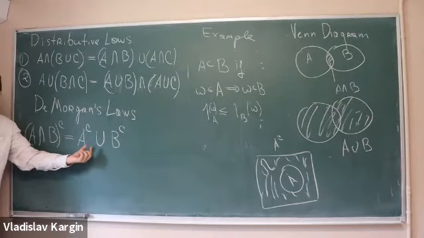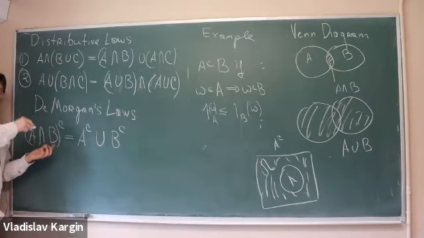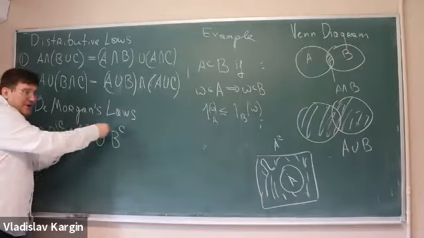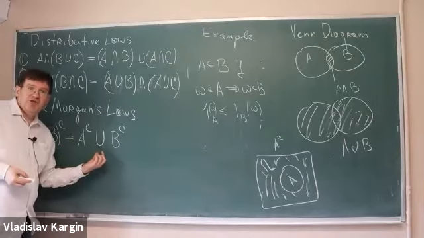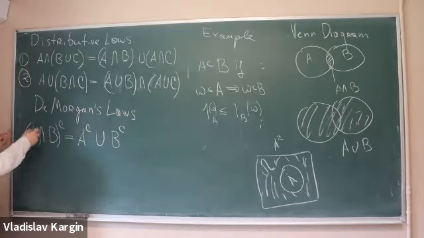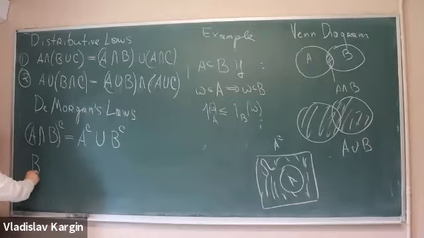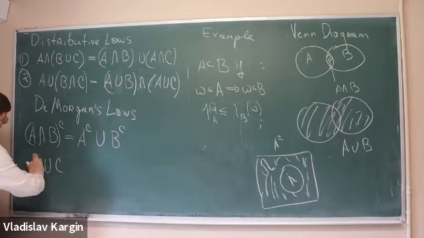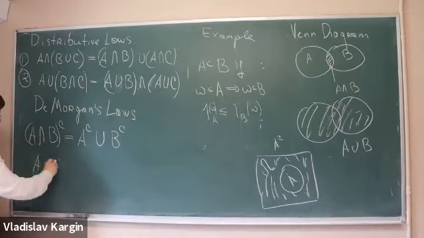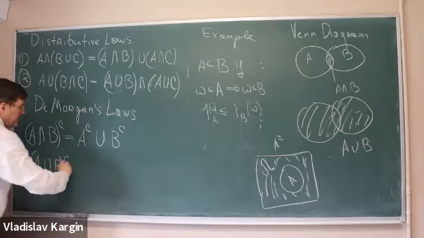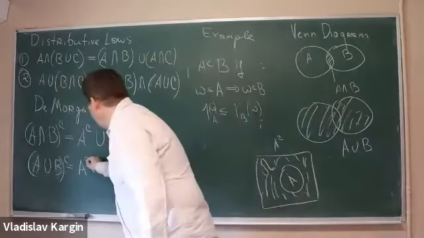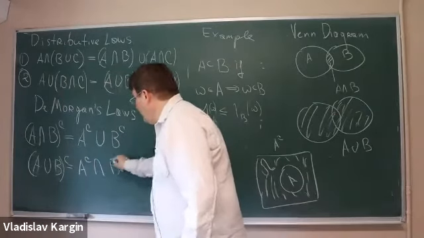If you take some operation and then the complement of the result of this operation, the result will be the complements of the sets, and you change the operation. And there is another symmetric law: the complement of A union B is equal to A complement intersection B complement.